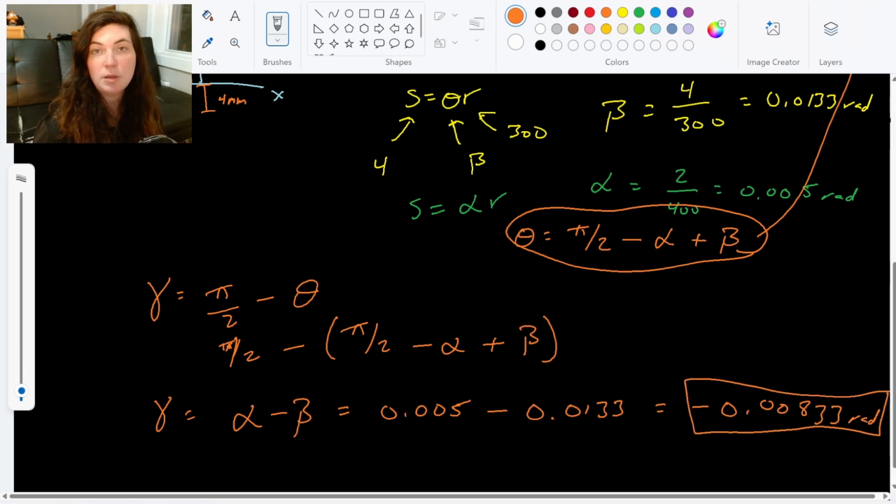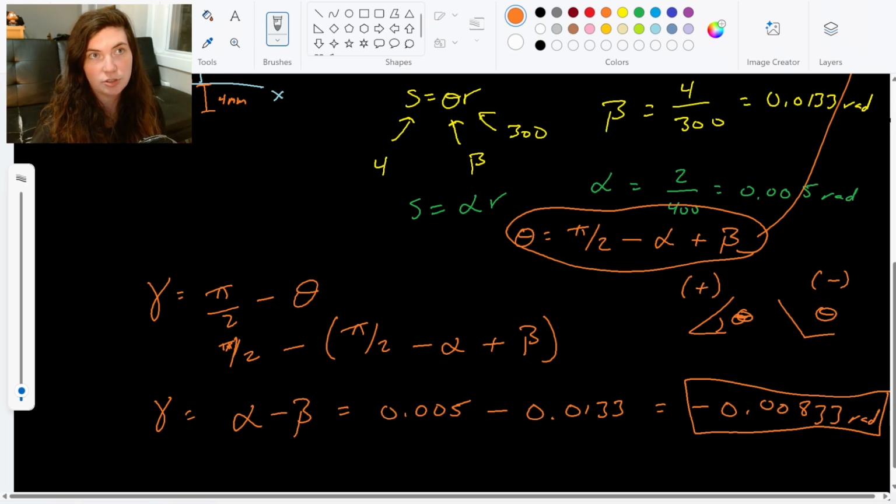Shear strain can be positive or negative. It depends on whether theta is an acute angle or an obtuse angle. If you have this wide angle, this obtuse angle, this would be a negative shear strain, and an acute one would be a positive shear strain. So it can be positive or negative. Just leave whatever the sign is that you get on there. This one came out to be negative. So this is our shear strain.